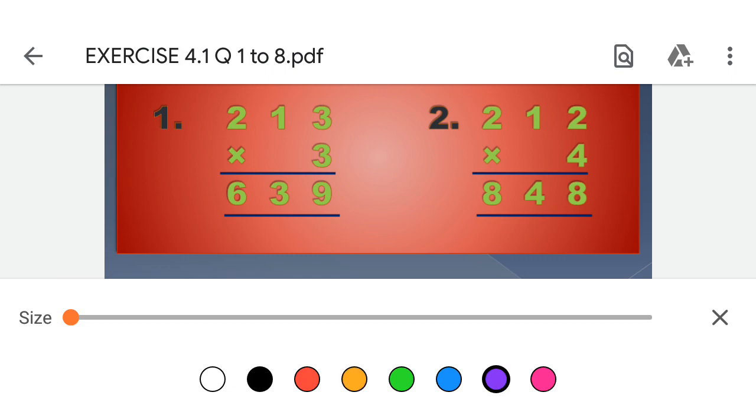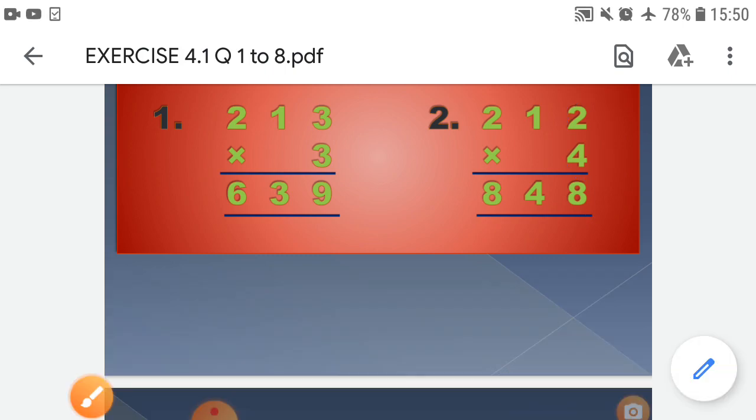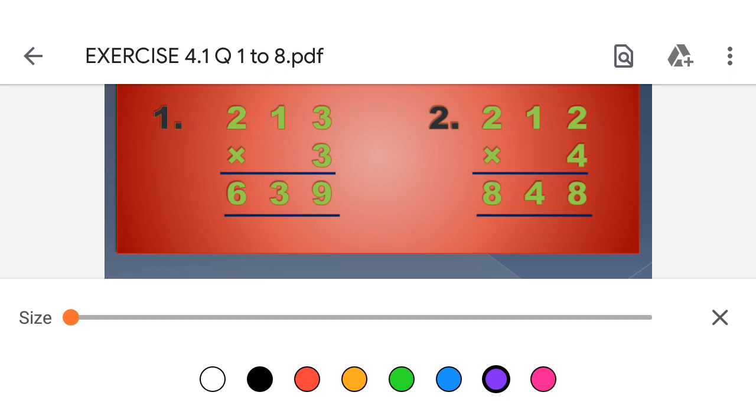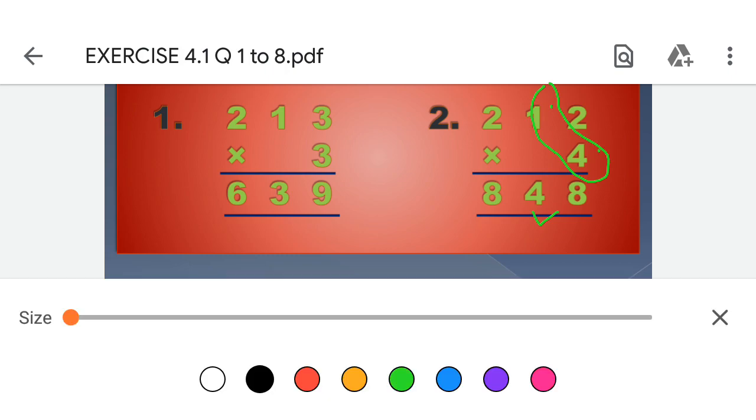Now in question number 2, again first we have to multiply the ones place, and at ones place the number is 2. So 2 multiplied by 4 is equal to 8. 2 fours are 8. Now we have to multiply the tens place, and at tens place we can see the number is 1. So 1 multiplied by 4. So 1 four is 4.